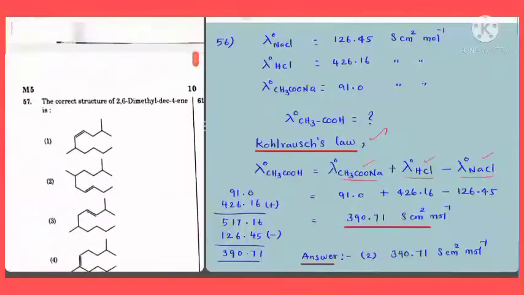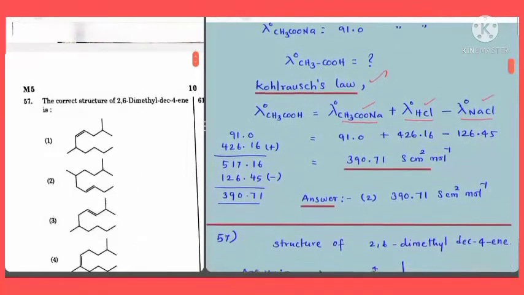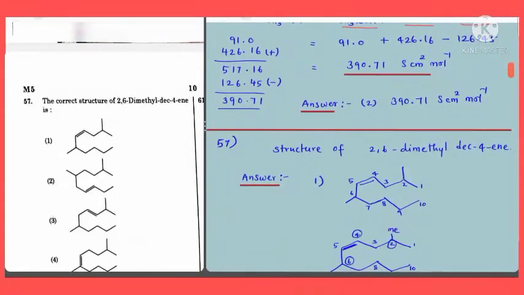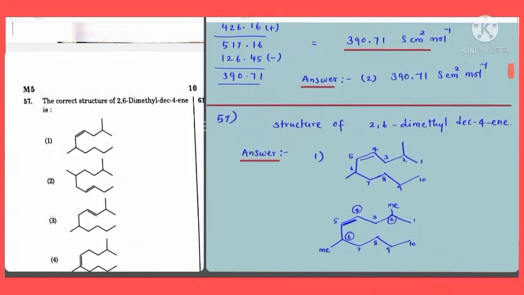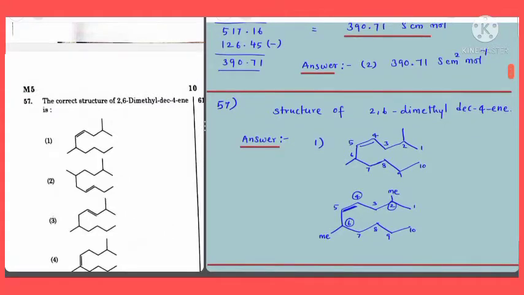Question number 57. What is the correct bond line structure of the compound 2,6-dimethyldec-4-ene? For this, option 1 is the right one. This is the correct option.